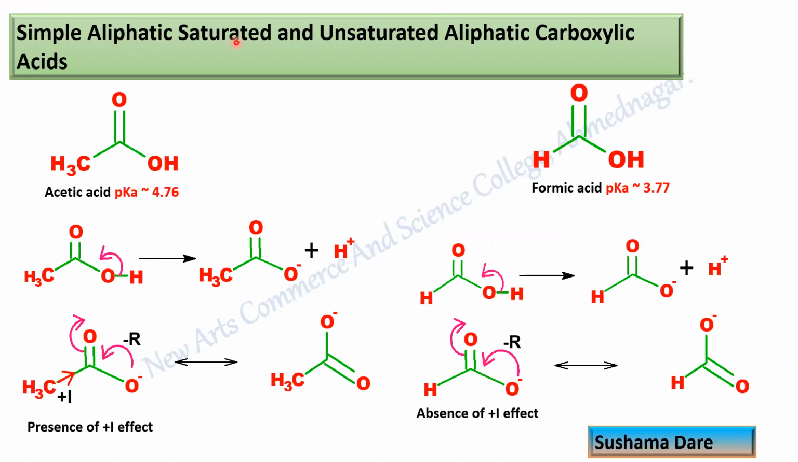Here, simple aliphatic saturated and unsaturated aliphatic carboxylic acids. These two examples we are going to discuss under this heading. Now, simple aliphatic saturated acids first of all. So this is acetic acid, and this one is formic acid. The pKa value is nearly about 4.76. This one is 3.77.